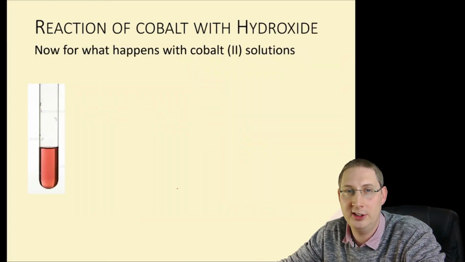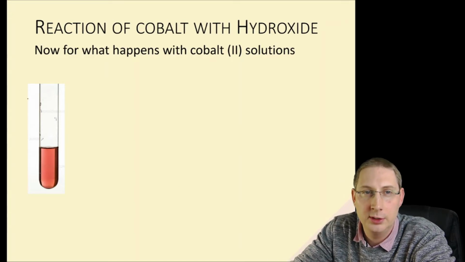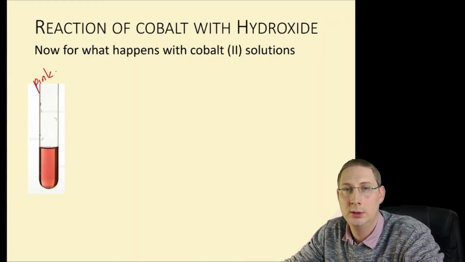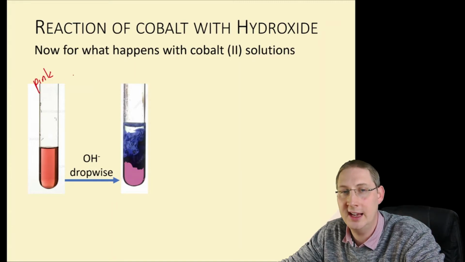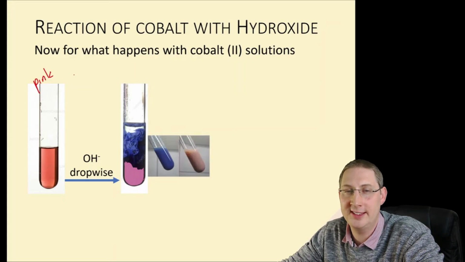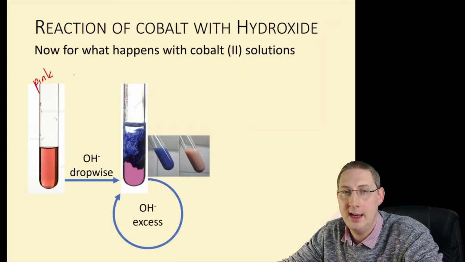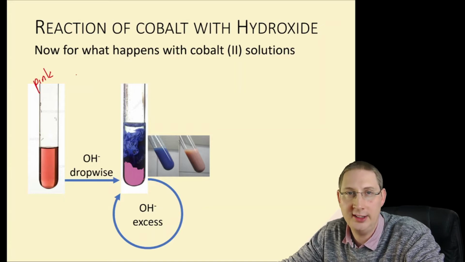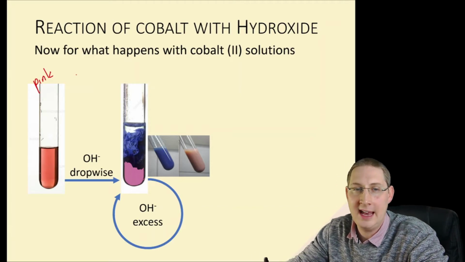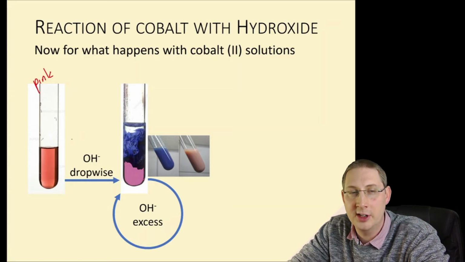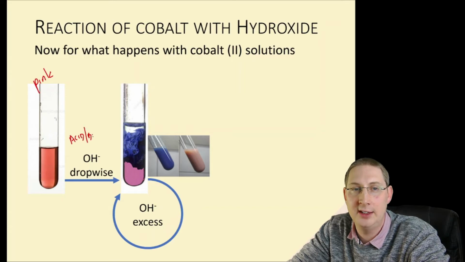So, pink solution, cobalt 2, adding hydroxide dropwise gives us a blue precipitate. That blue precipitate, if left to stand, will turn into a pink precipitate naturally. And when we add excess hydroxide, just as with the copper example, there is no change to that pink precipitate. And again, we can assume that probably what's going on here is acid-base behaviour.